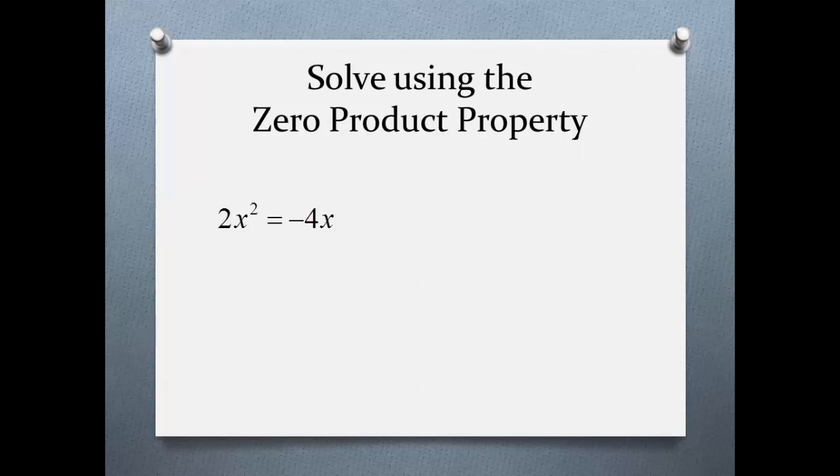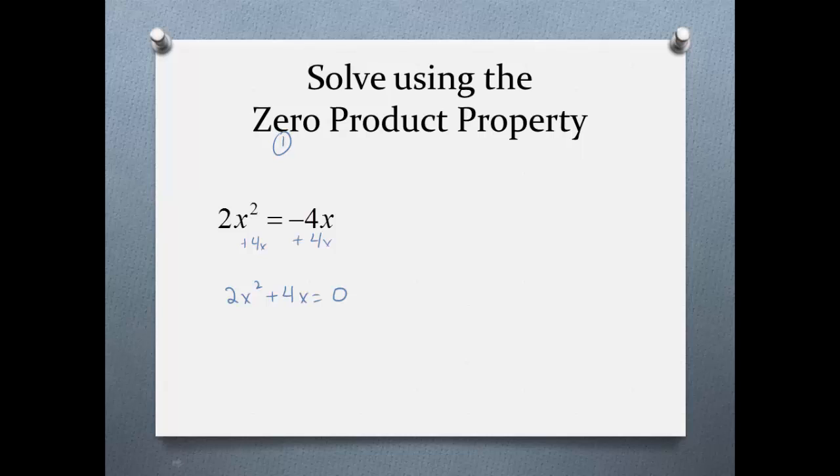So let's take a look at another example. Again, this is an equation that involves an exponent higher than 1. So I'm going to try to use the zero product property. And again, the name tells me what I'm supposed to do in order. The first thing I'm supposed to do is have a 0 on one side of the equal sign. I don't have that in this case, so I'm going to add 4x to both sides and take care of the 0 step in the problem.